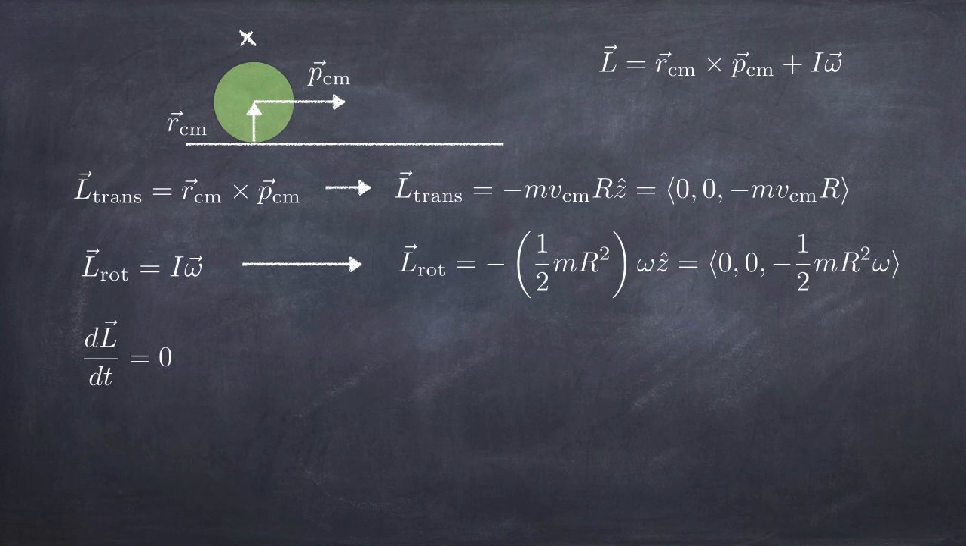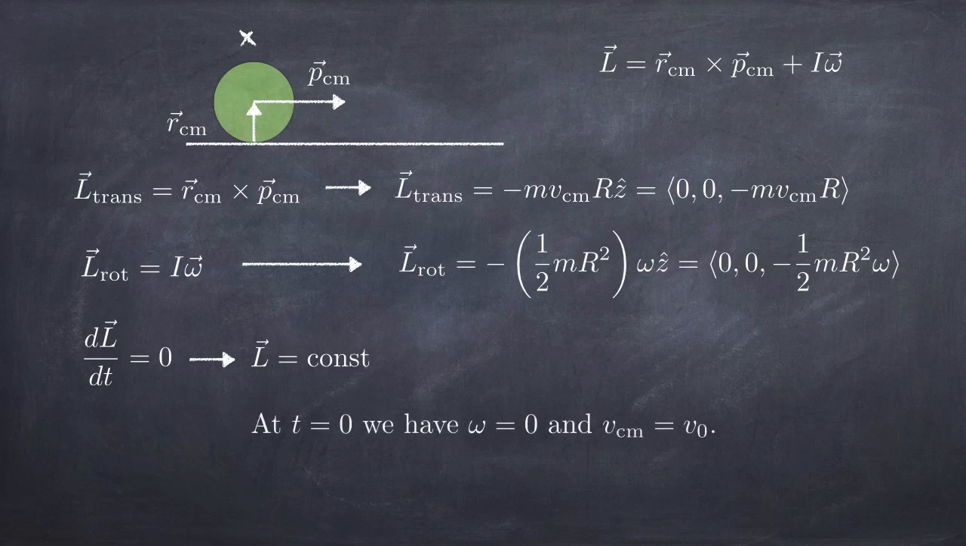If the rate of change of the angular momentum is 0, it means that the sum of these two at the beginning has to equal the sum of these two at the end. Right? The angular momentum has to be constant. Now at t equals 0, omega is equal to 0. So that means the rotational part of the angular momentum is going to be 0. But the velocity of the center of mass is v0. So if you put that in, you get that the total angular momentum at the beginning is m v0 times r.